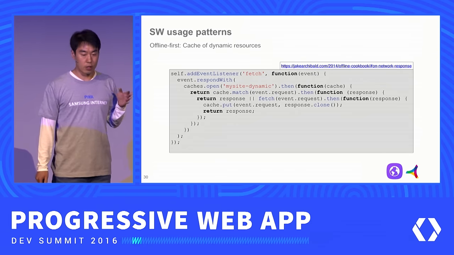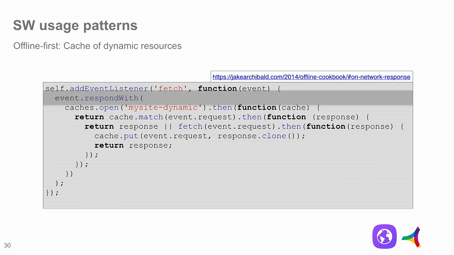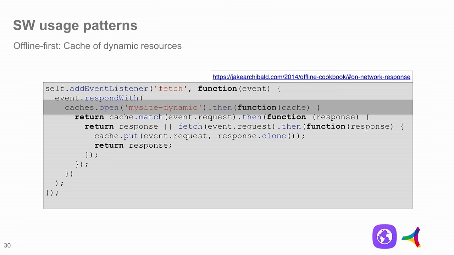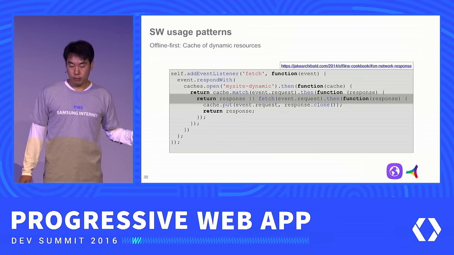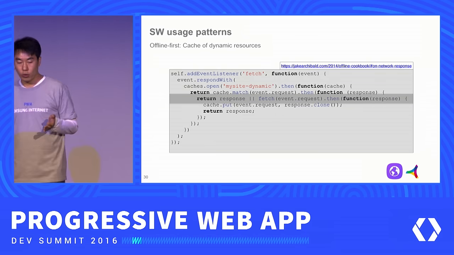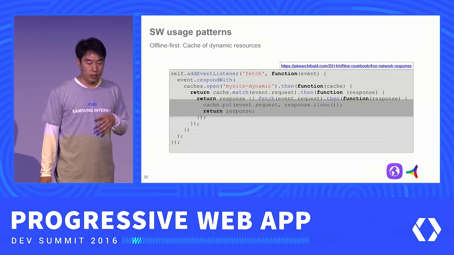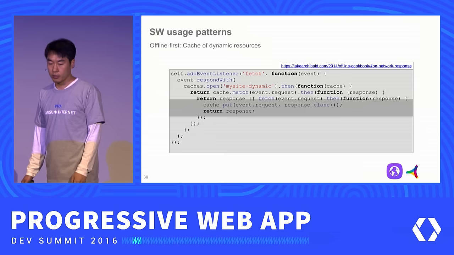And this one is the more general offline-first use case that we have seen quite a lot. On the fetch event, you can respond with some resource that is passed in this API. What we do is open the cache object and try to match the local cache first. If there's a response, we just respond with that result. Otherwise, we go to the network, update the cache, and also respond to the client at the same time.